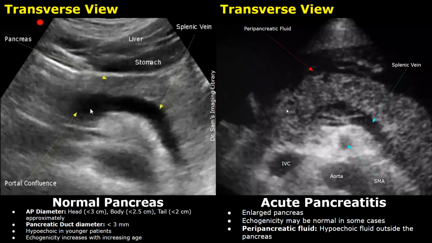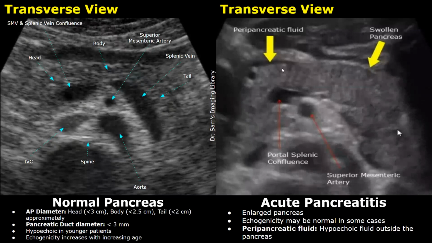The pancreas is inflamed, so it will be enlarged. The pancreas appears swollen. You can clearly see an enlarged pancreas. Also, there is hypoechoic peripancreatic fluid, which is normally not present. A swollen pancreas with peripancreatic fluid strongly suggests acute pancreatitis. In a few cases, the echogenicity of the swollen pancreas may be normal.